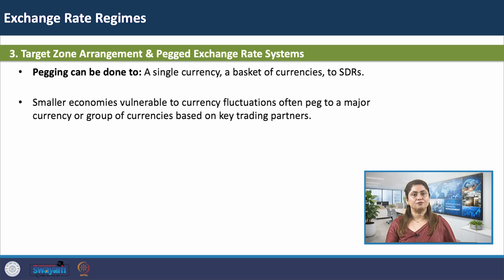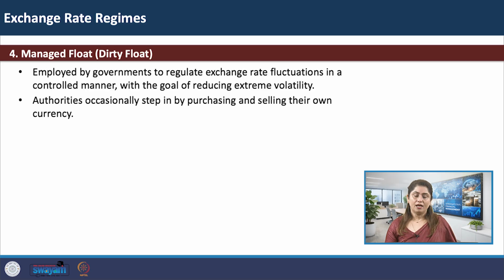Some countries have gotten more sophisticated and created their own basket. Mexico might weight the US dollar heavily since the US is its largest trade partner, but also include the euro and the yen. Next we have type 4, which is managed float, sometimes called a dirty float.